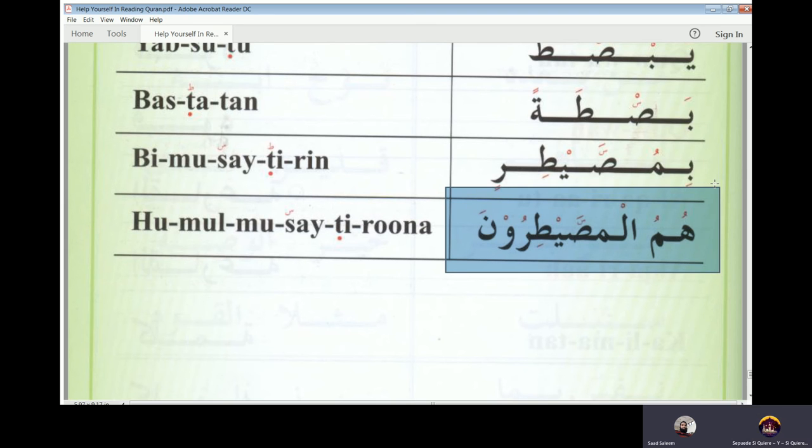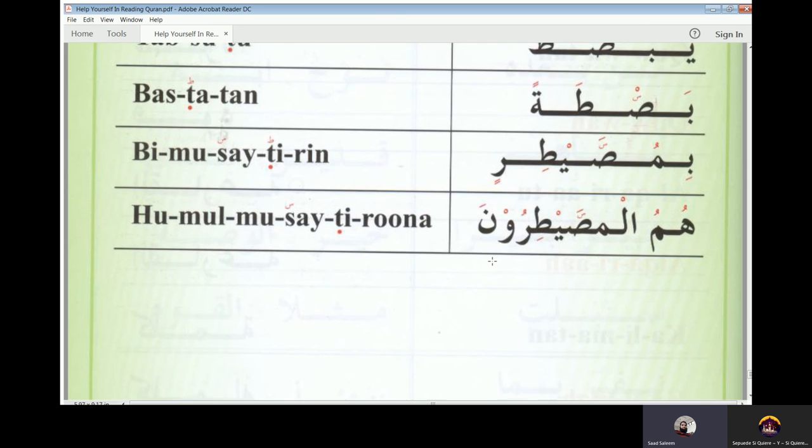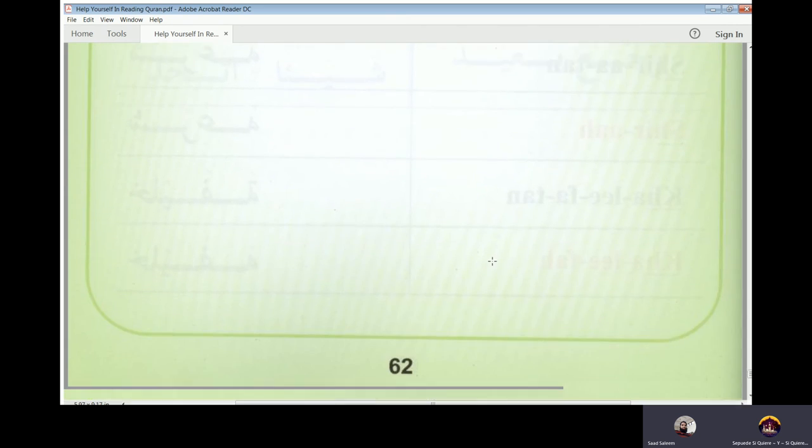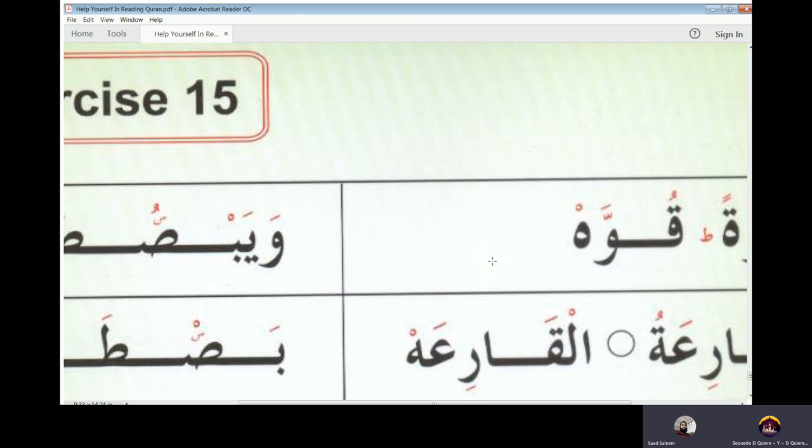Humul. Should there be a... There's a dhamma on meem. Okay. Musay tiruna. Correct. Humul Musay Tiruna. Correct. Next week, okay, exercise 15. Yeah, that's okay. Alhamdulillah.